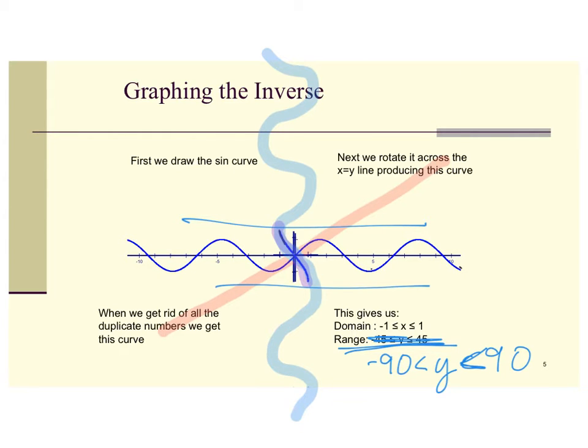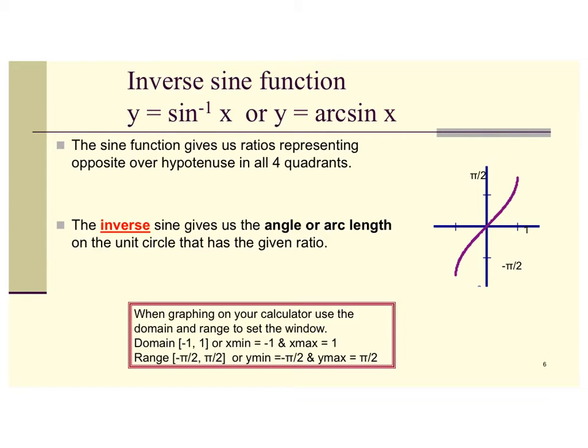So that's what our new range is. Our domain is still negative 1 to 1. Before that was range. When we do an inverse, it becomes the domain. But the domain used to be all real, but we have to restrict it so that now the range, instead of all real, is minus 90 to 90.